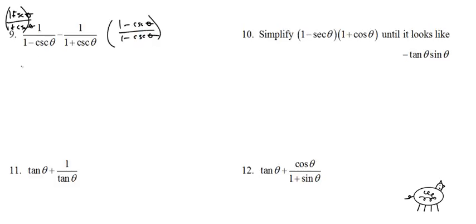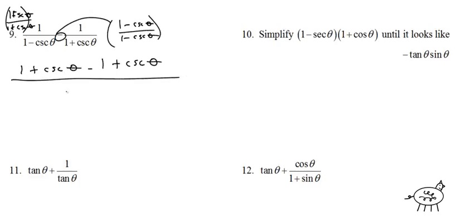So if I do that, I get 1 plus cosecant of theta minus, now you got to be careful, math fans, it's minus that whole thing, so it's minus 1 plus cosecant of theta. Okay, and on the bottom you're going to get 1 minus cosecant squared of theta, right? The inside and the outside cancel, and you're left with the first and the last. All right, so this is the deal. The ones are going to cancel, and you're going to get 2 cosecant of theta.